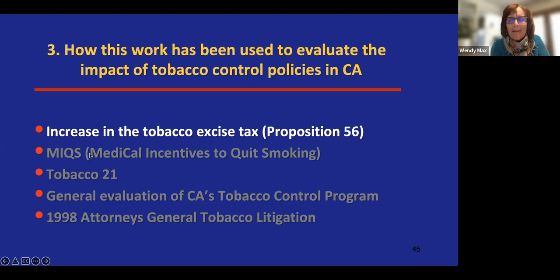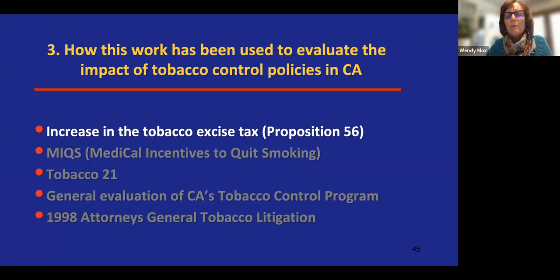Another evaluation we did was the MIX project, the Medi-Cal Incentives to Quit Smoking. CMS, the Centers for Medicare and Medicaid Services, made grants available to the state, and California got, I think, $20 million or something to develop an intervention for Medi-Cal smokers. My colleagues designed an intervention, and my team and I did a cost-effectiveness analysis of that intervention. So these are different things we've done.